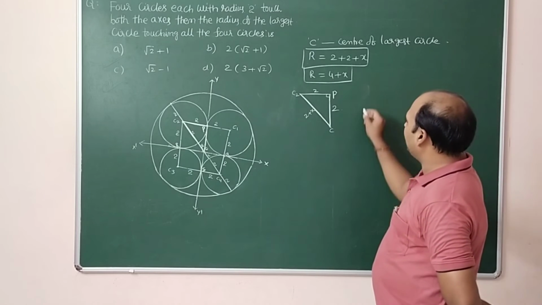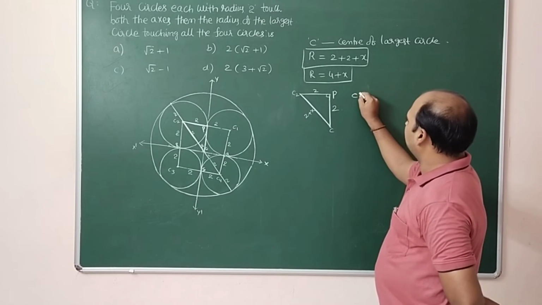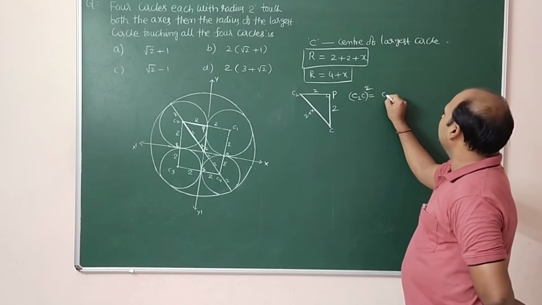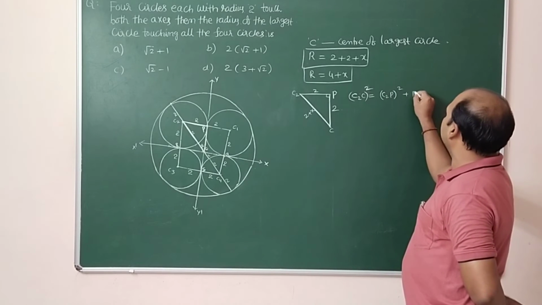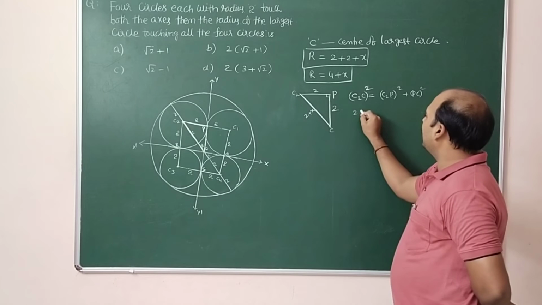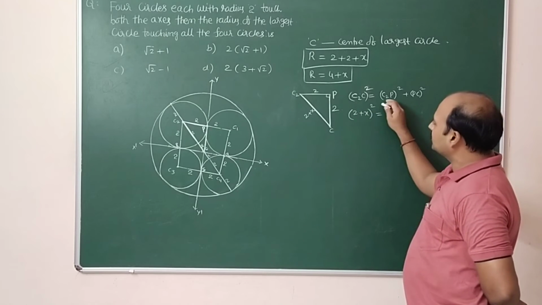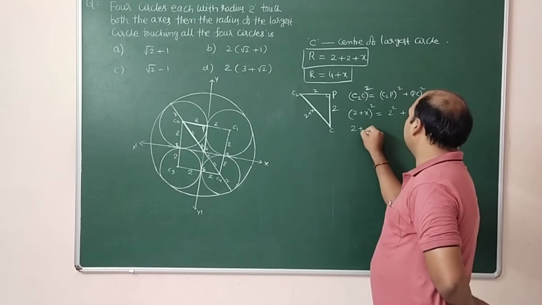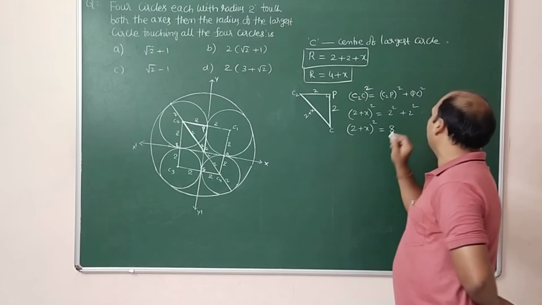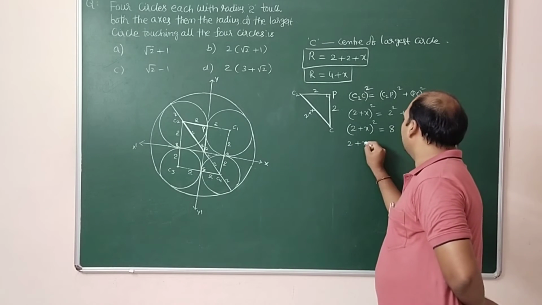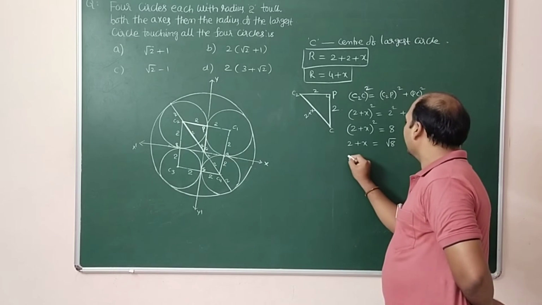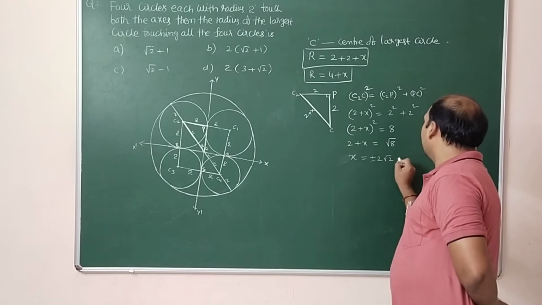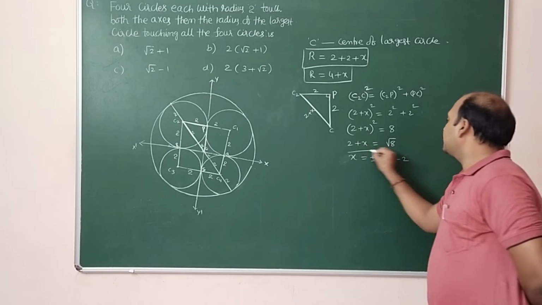So the right angle triangle property, if you apply that, C2C whole square is equal to C2P whole square plus PC square. So 2 plus x whole square is equal to 2 square plus 2 square, so 2 plus x whole square equal to 4 plus 4, 8. So 2 plus x is equal to root 8. So x is equal to root 8, that means plus or minus 2 root 2, and 2 we are taking this side. The x value we got.